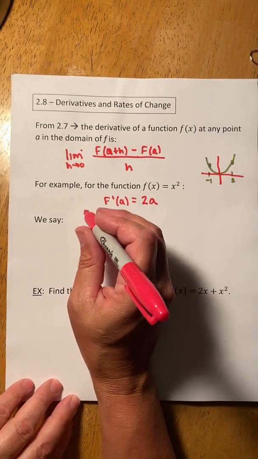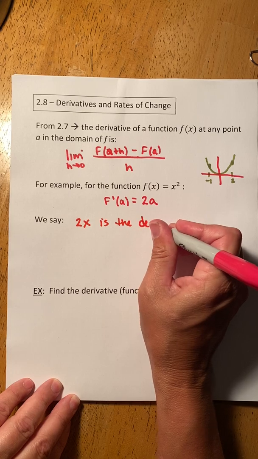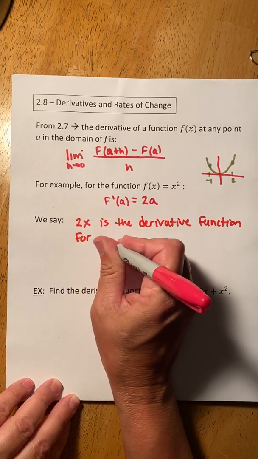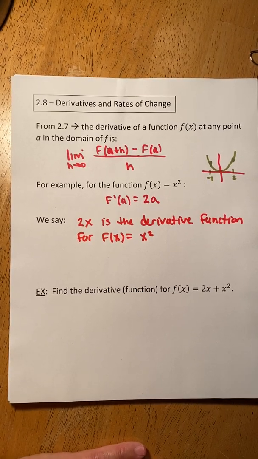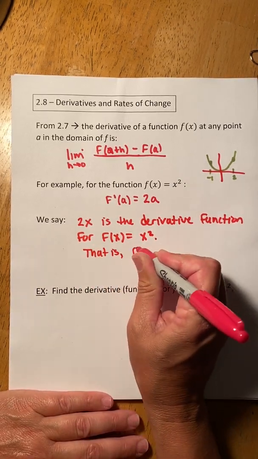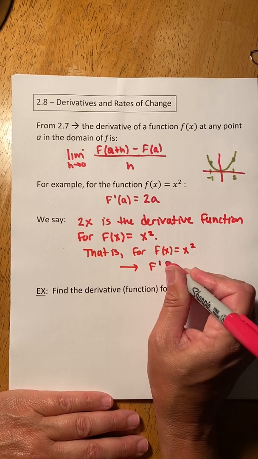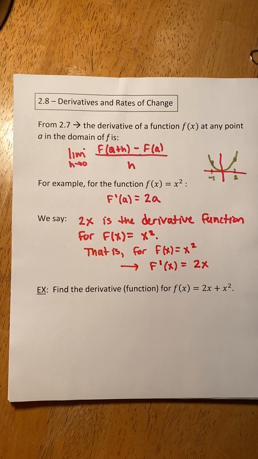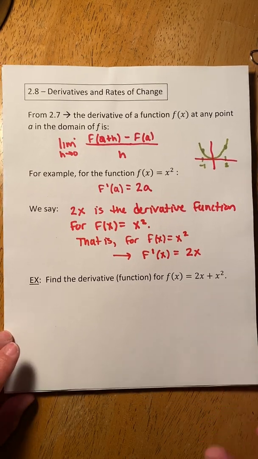We say that 2x is the derivative function for f of x equals x squared. So pretty much we're just replacing the a with x to identify it more with function notation. So for f of x equals x squared, we say the derivative function f prime of x is 2x. We're doing the same thing as we did in 2.7. We are just changing the a's to x's, so we can identify it as a function and just say f of x or f prime of x.